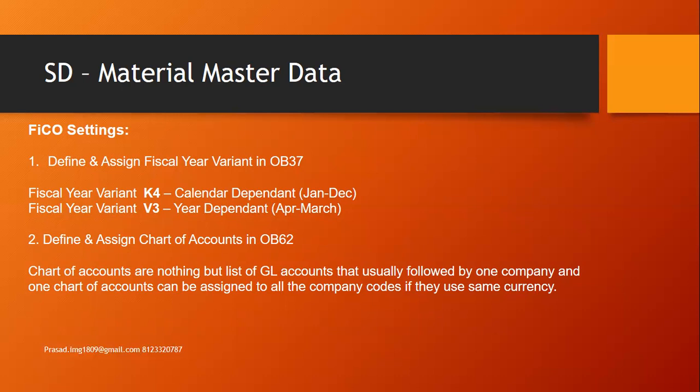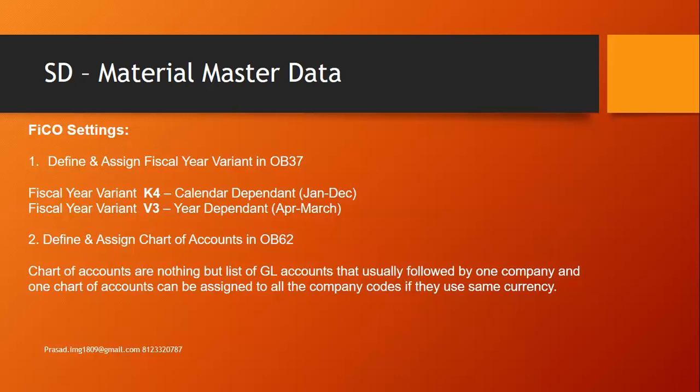We also define the chart of accounts in the transaction OB62. This is also again done by the FICO consultant. Chart of accounts is nothing but the group of general ledger accounts that are usually followed by one company, and one chart of accounts can be assigned to all the company codes if they use the same currency under the same company.